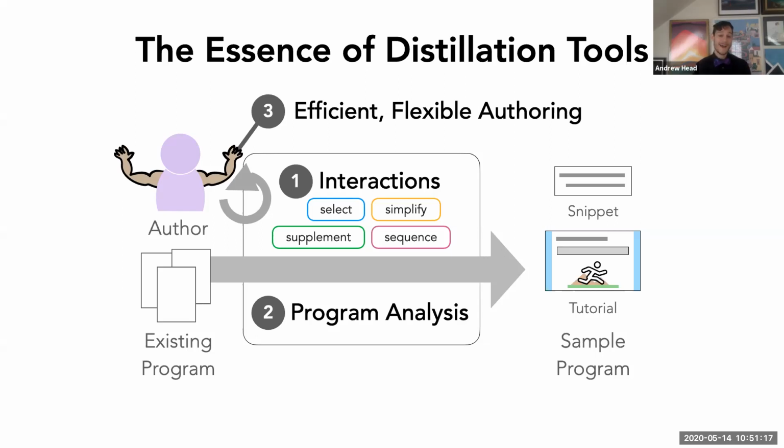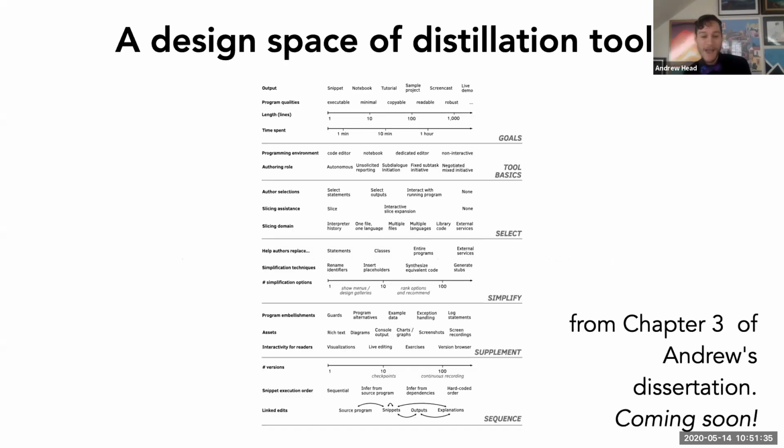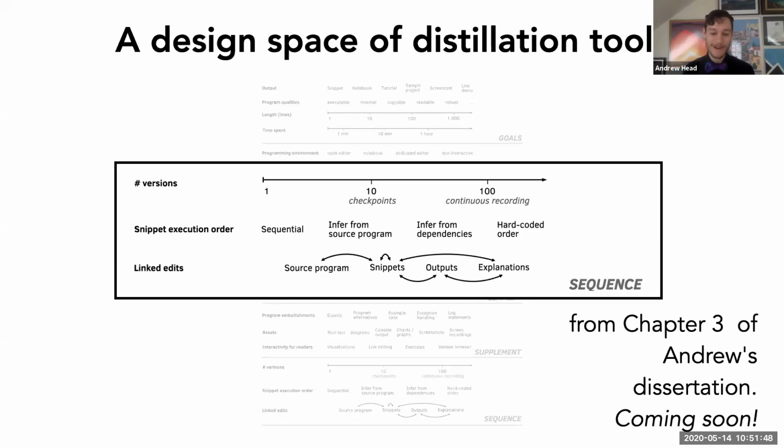All of this work is just a special case of this more general question of how do we help authors create more effective instructions? And so looking forward with distillation tools, how could we make distillation tools to just help authors more effectively create effective instructions? One visual aid for answering this question is this design space of distillation tools. So my dissertation is about to get submitted. From chapter 3, it includes this one figure, and the text is way too small to see here, so let me blow up part of it.